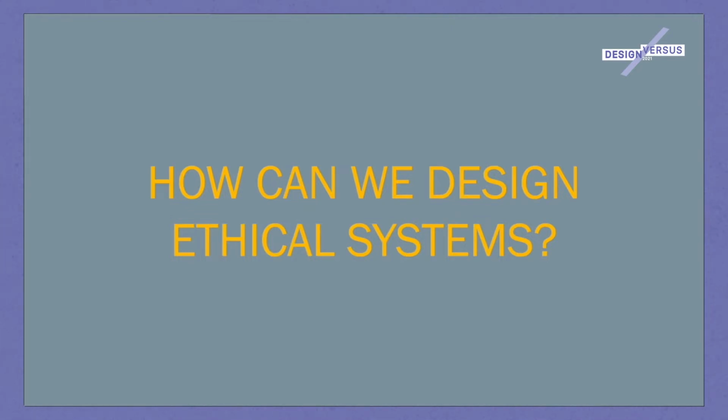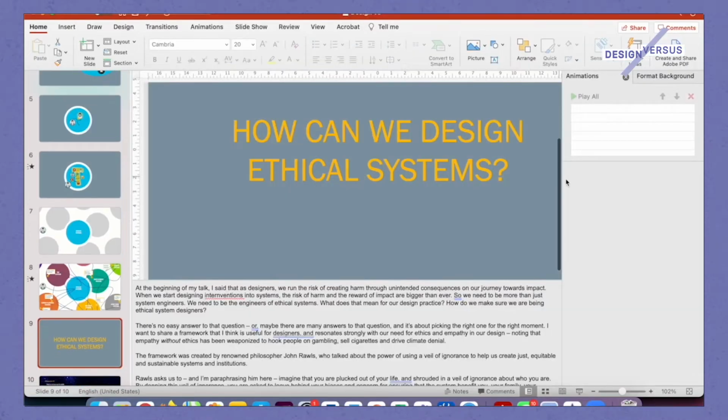So we need to be more than just system engineers. We need to be the engineers of ethical systems. What does that mean for our design practice? How do we make sure that we are being ethical system designers? There's no easy answer to that question, or maybe there are too many answers to that question, and it's about picking the right one for the right moment.